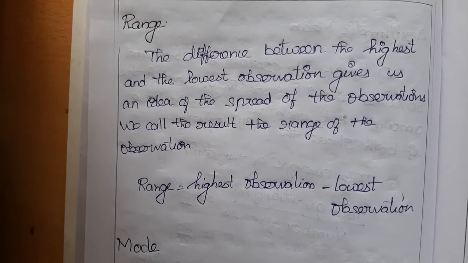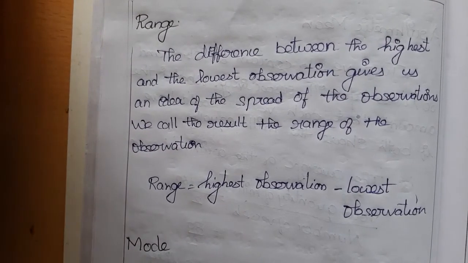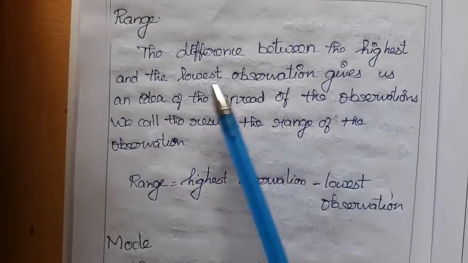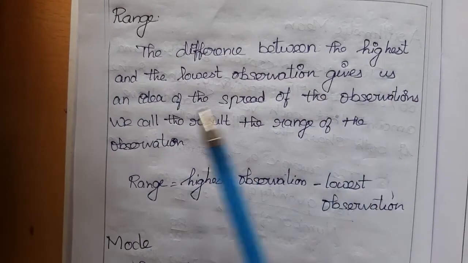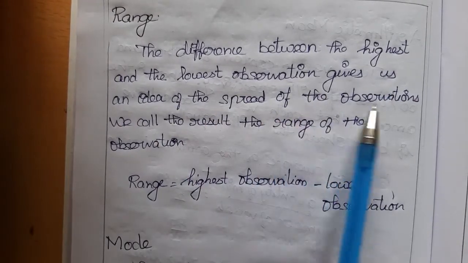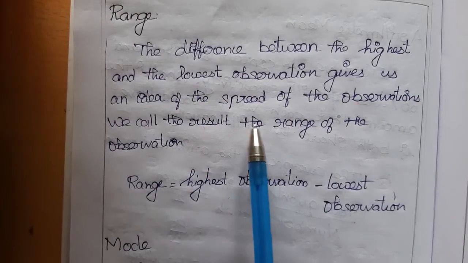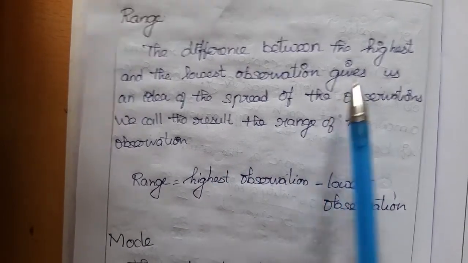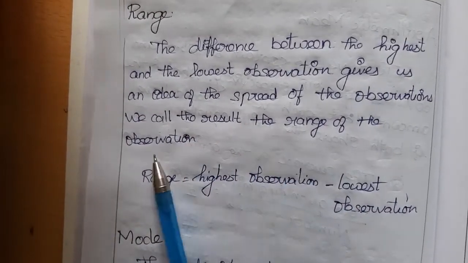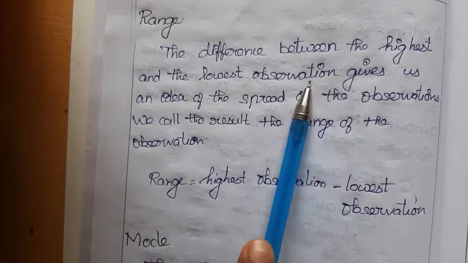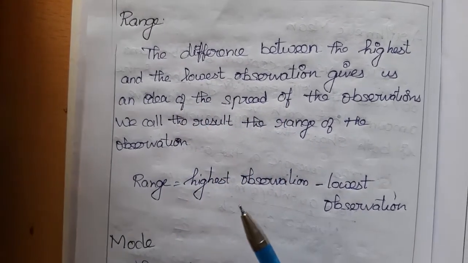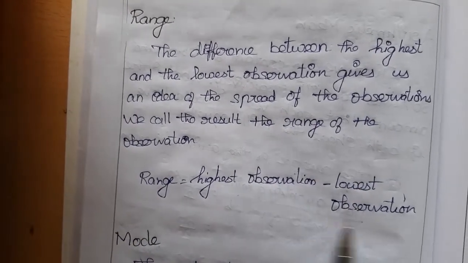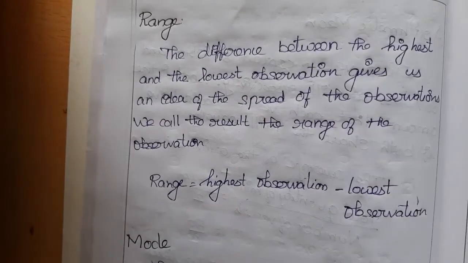It is the range. We can find the range for the given or collected data. The range is the difference between the highest and the lowest observation, which gives an idea of the spread of the observations. We call the result the range of the observations. So if we find the difference, that result will be called the range. Generally I have written: range is equal to highest observation minus lowest observation. Clear?